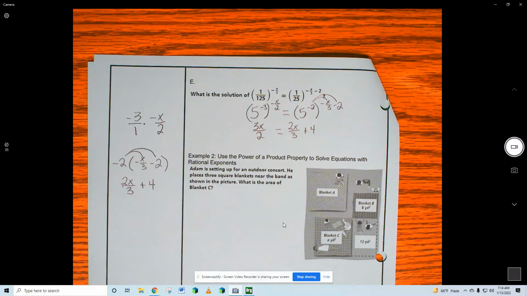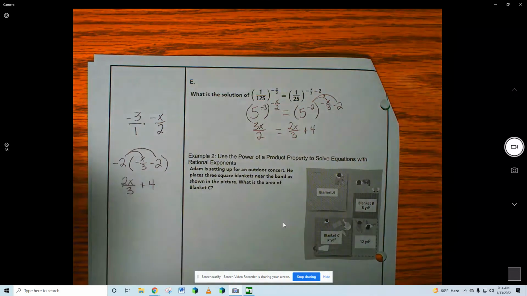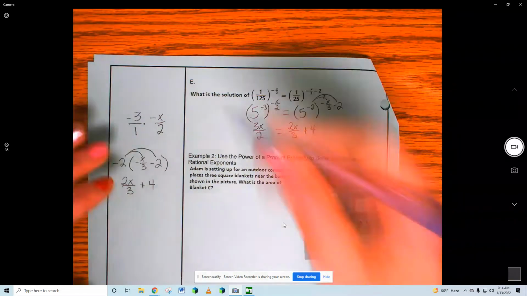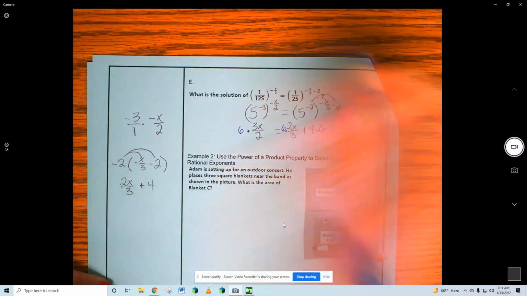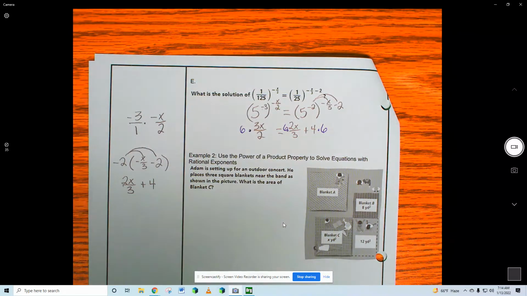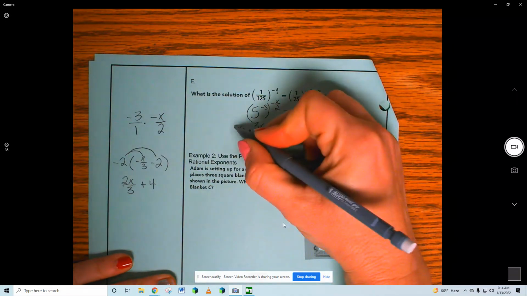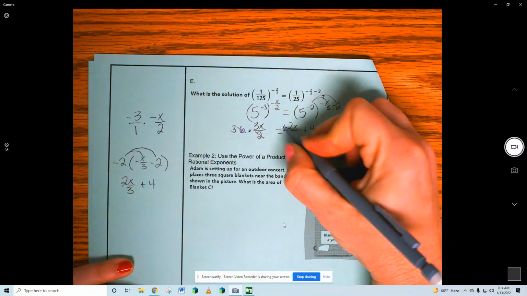I don't want fractions in a math problem. I want to get rid of the denominator. The denominators are 2 and 3. So what is a common denominator of 2 and 3? 6. Someone said that, that is right. So I'm going to do everything times 6. The reason I'm using 6 is because then the 2 cancels. 2 goes into 6 3 times. 3 goes into 6 twice.